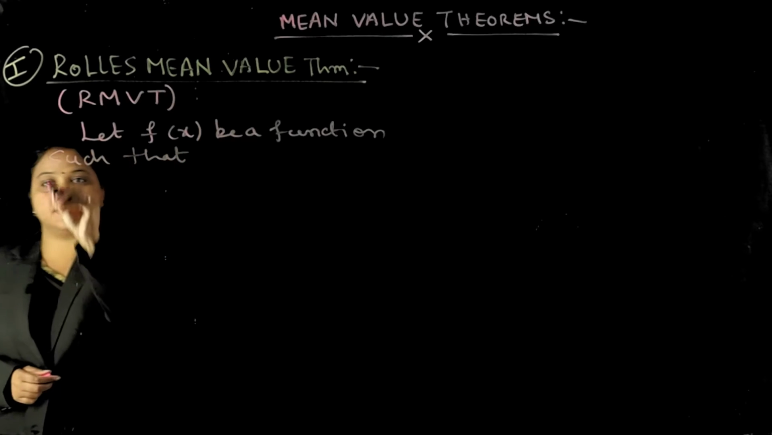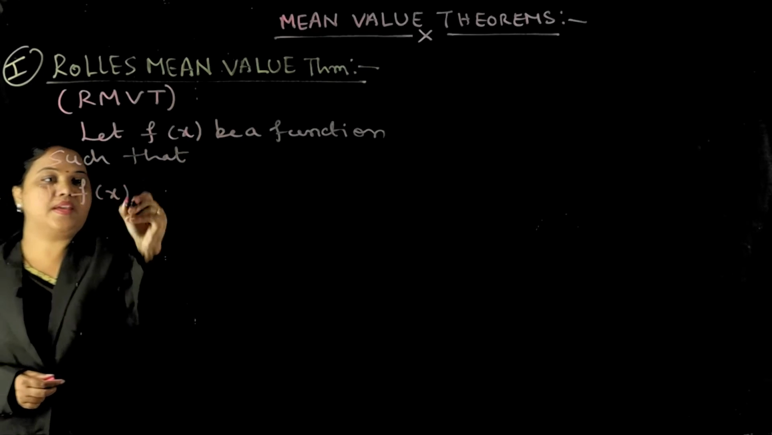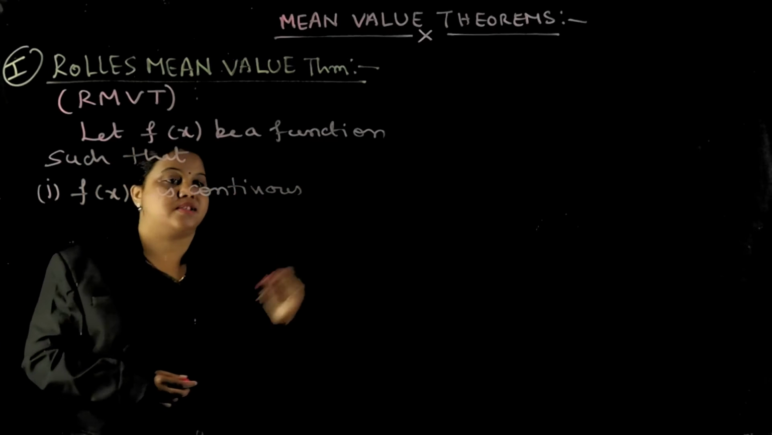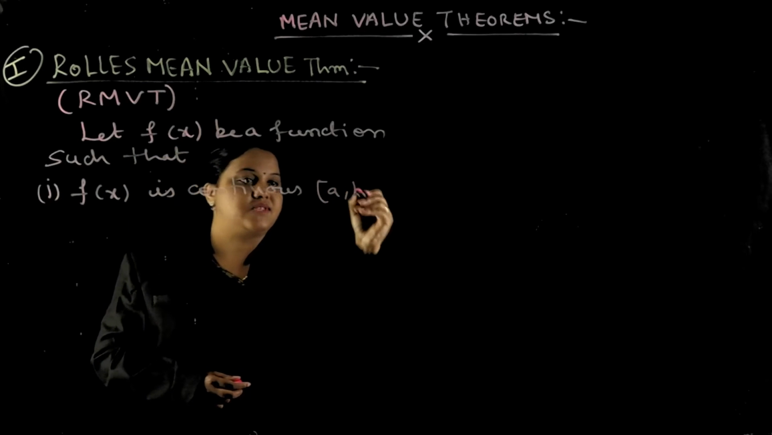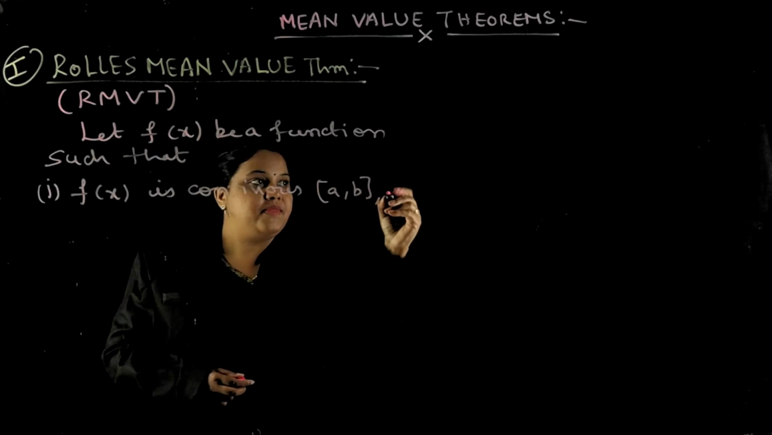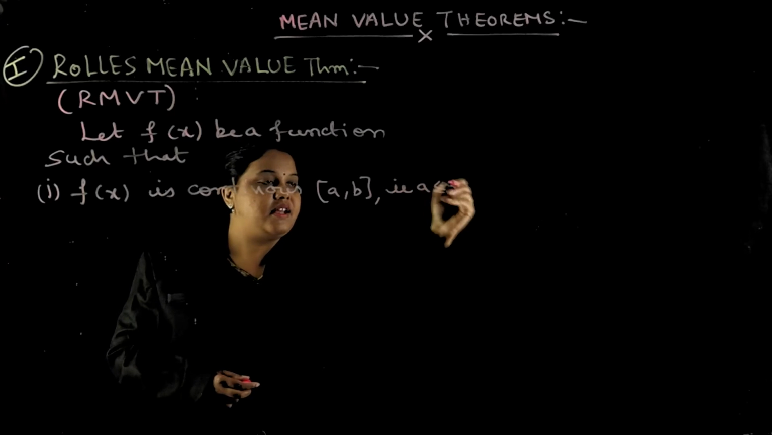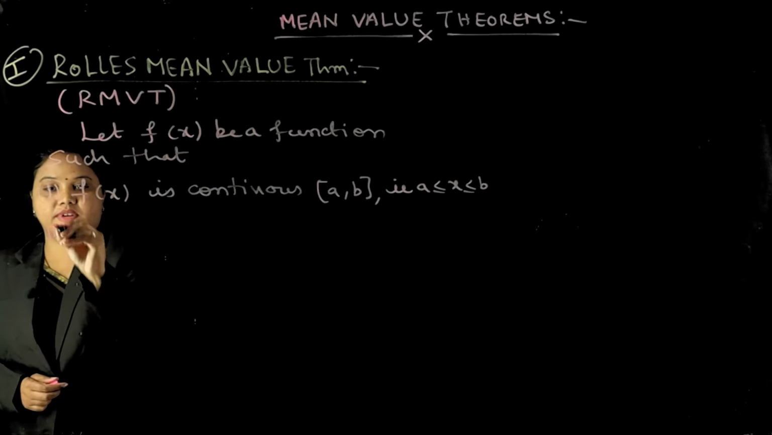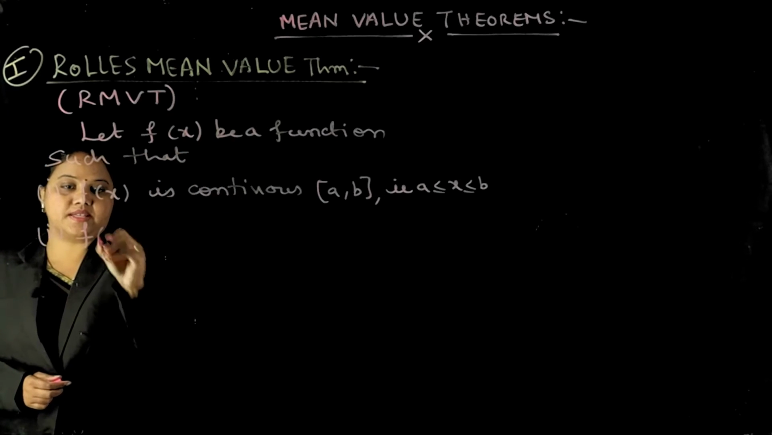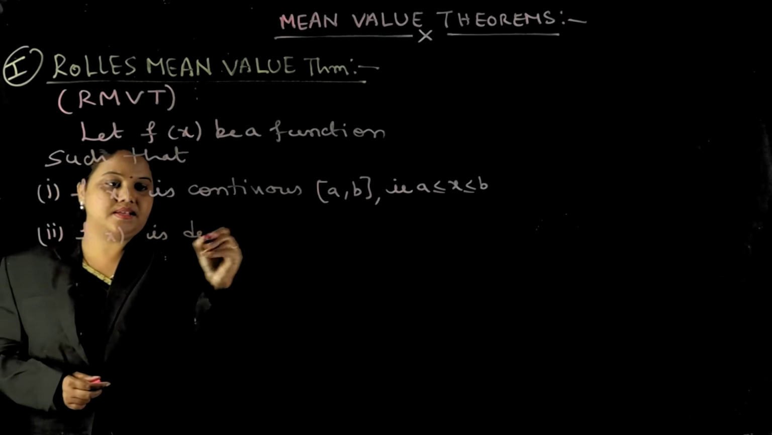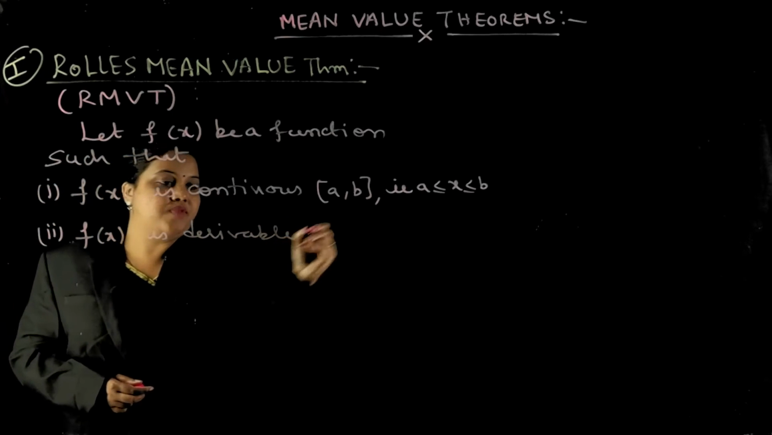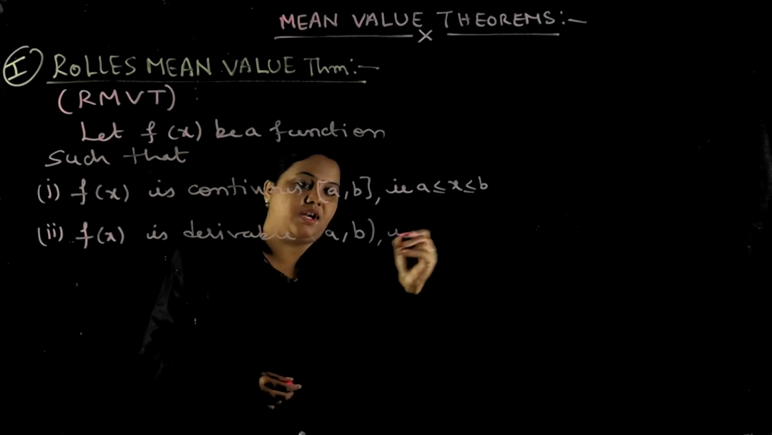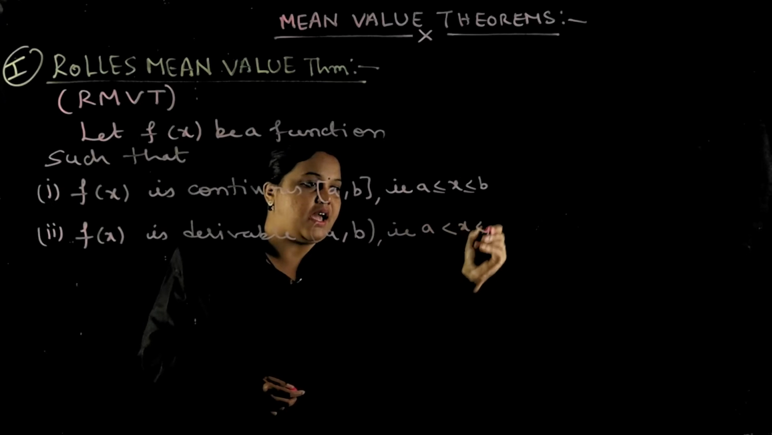The first condition says that f of x is continuous, and obviously continuous should be in the closed interval, as we have seen earlier. That is, a less than or equal to x less than or equal to b. Now, let us go for the second statement. The second statement states that f of x is derivable in the open interval a comma b. That means it will not include the values a and b.